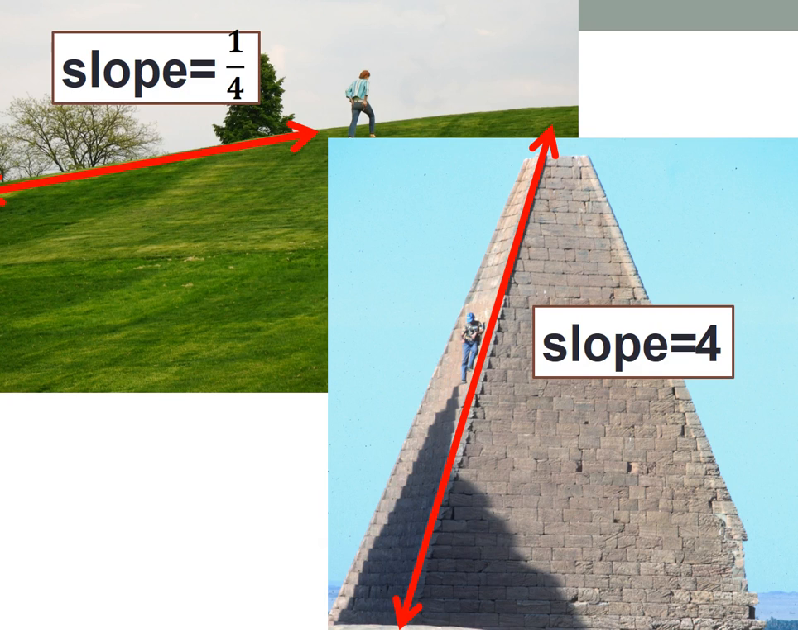And check this out. These are both positive slopes. Notice the one with the bigger number is a bigger slope, right? But they're both positive. They're both going up to the right. That makes them a positive slope. We'll learn a little bit more about that soon.